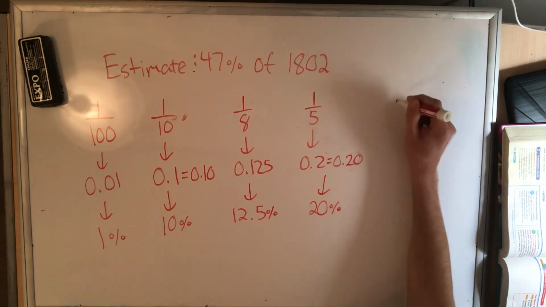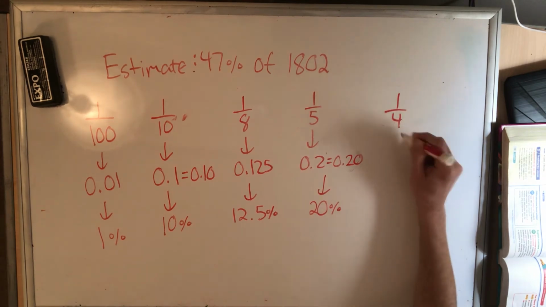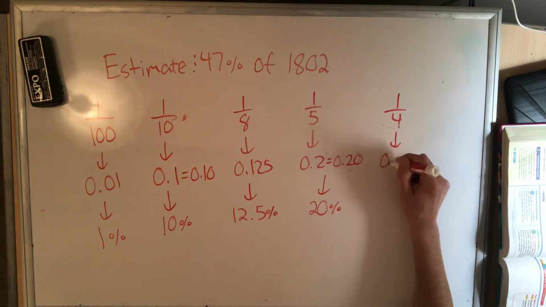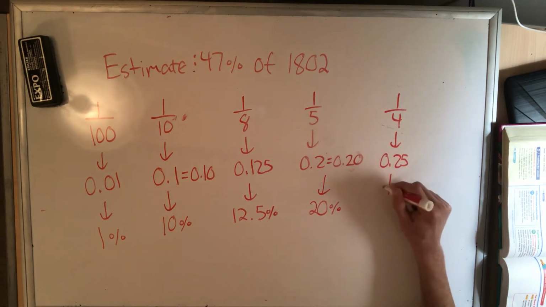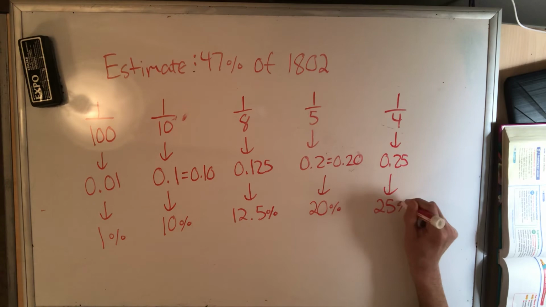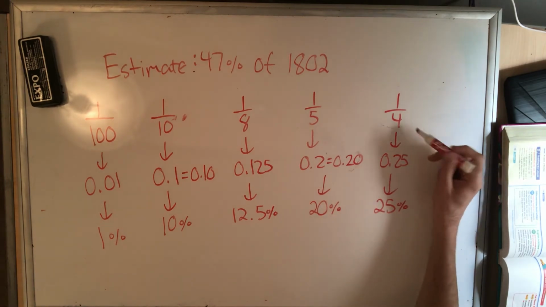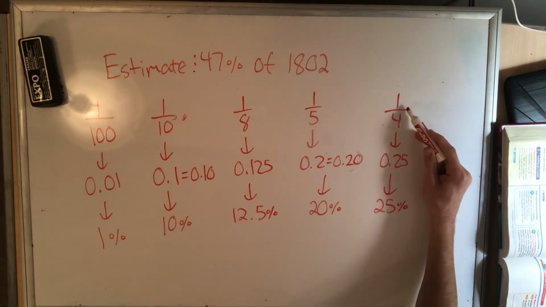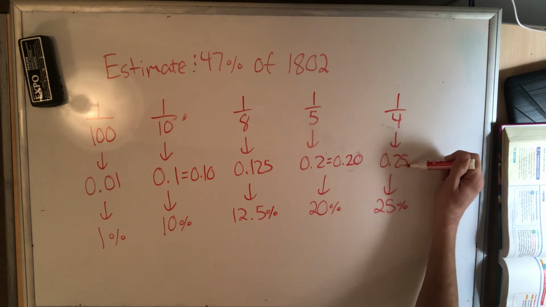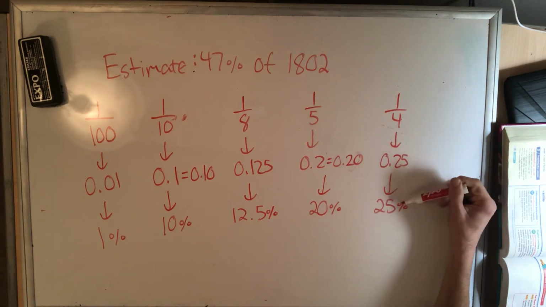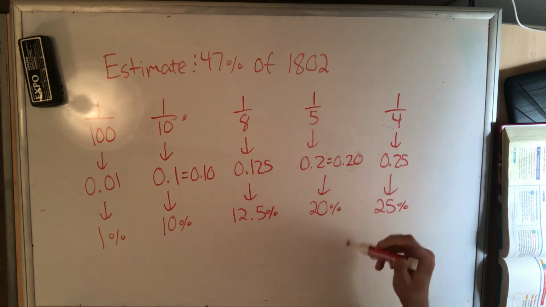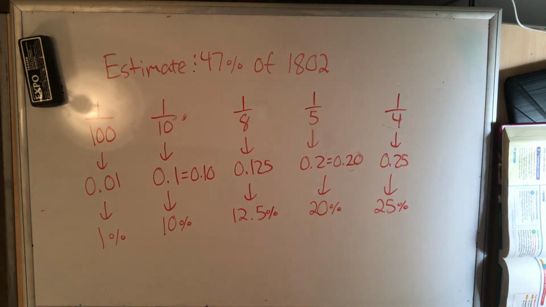And 1/4, if you work out 1 divided by 4, you get 0.25, which is 25%. Or multiply 1/4 by 25 over 25 to get 25 hundredths, which is 0.25 because it goes to the hundredths place, the second decimal place. And then percent tells you how many hundredths you have, so 0.25 is 25%, or 25 hundredths is 25%.